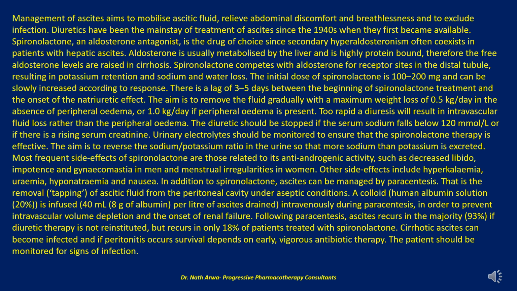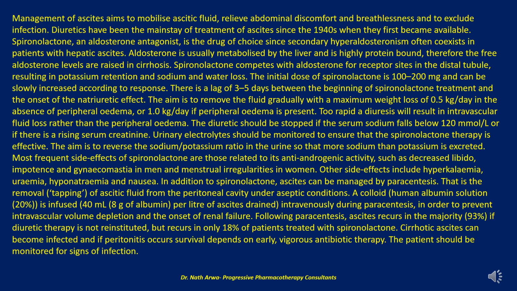Aldosterone is usually metabolized by the liver and is highly protein-bound. Therefore the free aldosterone levels are raised in cirrhosis. Spironolactone competes with aldosterone for receptor sites in the distal tubule, resulting in potassium retention and sodium and water loss. The initial dose of spironolactone is 100 to 200 mg and can be slowly increased according to response.